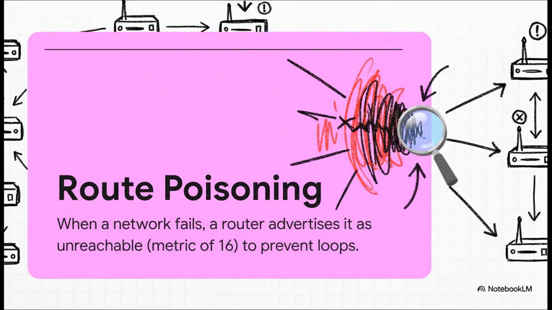And the third big solution is all about being proactive. It's called route poisoning, or my favorite, the spread bad news fast rule. When a link fails, the router doesn't just quietly stop talking about it. No, it actively sends out a new update telling everyone that route is now unreachable. It does this by advertising it with an infinite metric, a hop count of 16. This poisoned route update spreads like wildfire, making sure every router in the area knows that path is dead, which stops them from ever trying to use it.